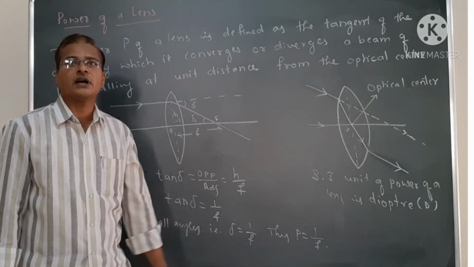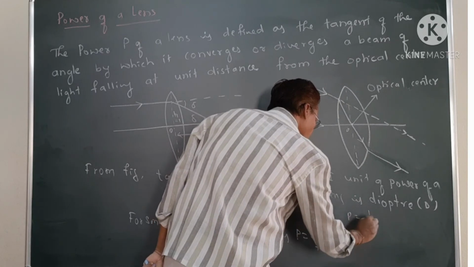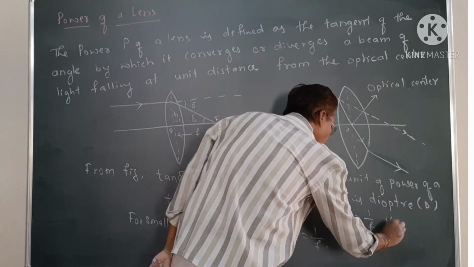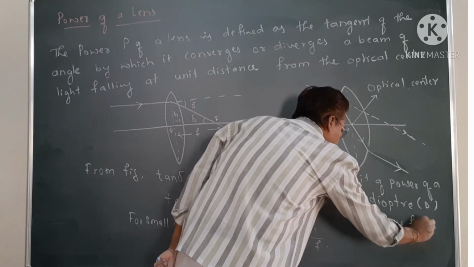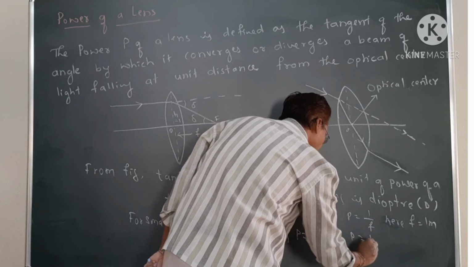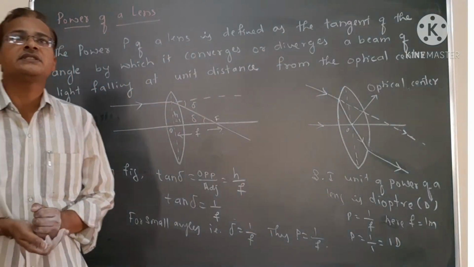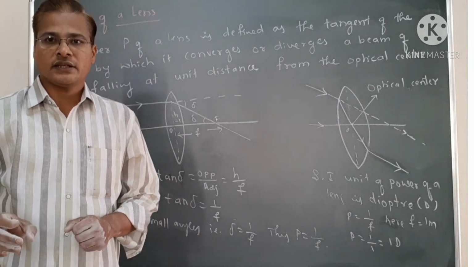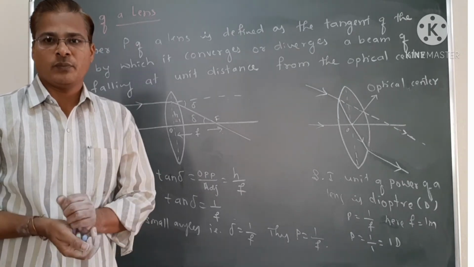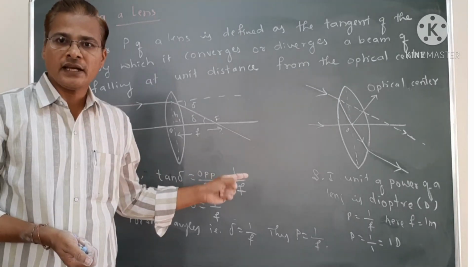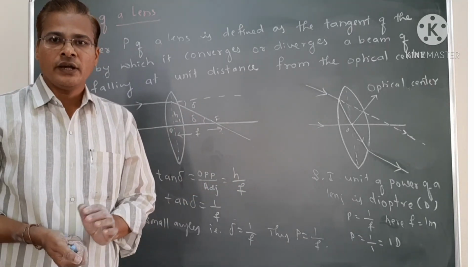What does 1 dioptre mean? If P equals 1 by f, and here f equals 1 meter, then it is 1 by 1, that is 1 dioptre. So how to define it: the power of a lens of focal length 1 meter is 1 dioptre. That is the definition of the dioptre.